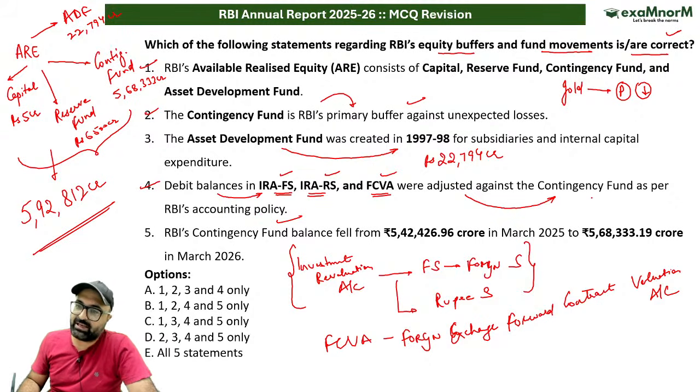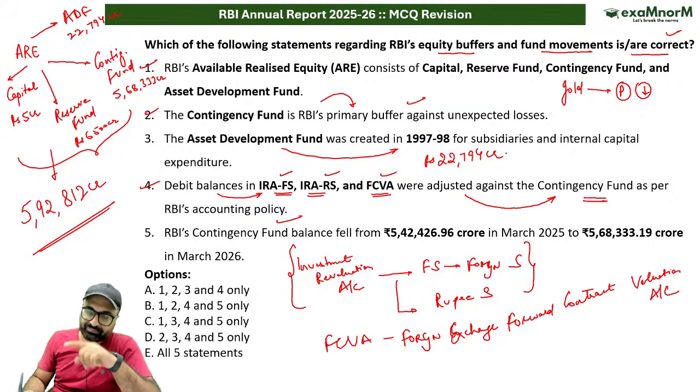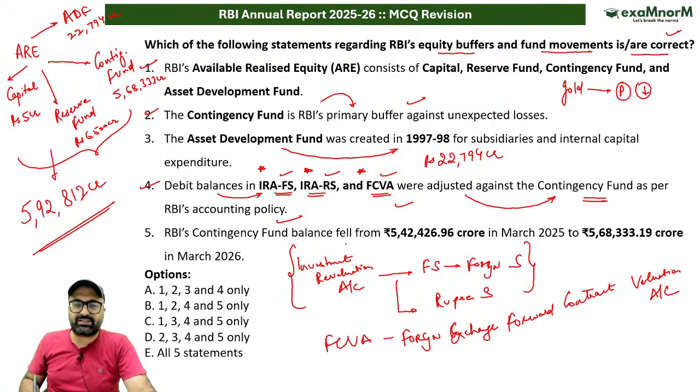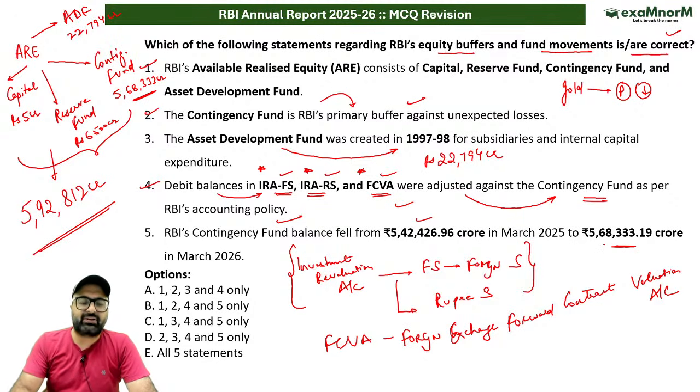बिल्कुल सही है कि सर ये जो contingency fund है उसकी मदद से इन्हें एडजस्ट किया जाता है. These are adjusted on the last working day of the financial year, and from next day onwards it is reset. तो RBI की जो contingency fund balance है, it has now increased from 5,42,000 to 5,68,333 crores. So that is correct. So keeping that in mind, what will be the answer?